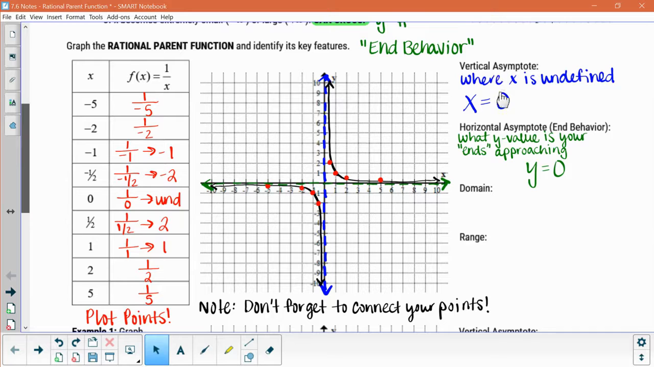Now, the domain is going to be all real numbers except where I have my vertical asymptotes. So for this one, it's going to be negative infinity to 0, union 0 to infinity. And the same thing goes for my range with my horizontal asymptotes. It's going to be everywhere but that horizontal asymptote. So negative infinity to 0, union 0 to infinity.